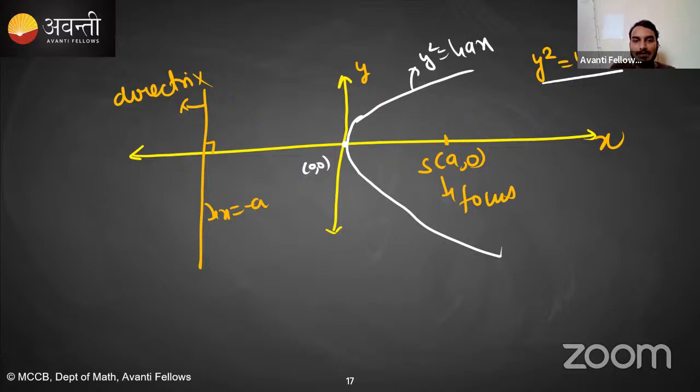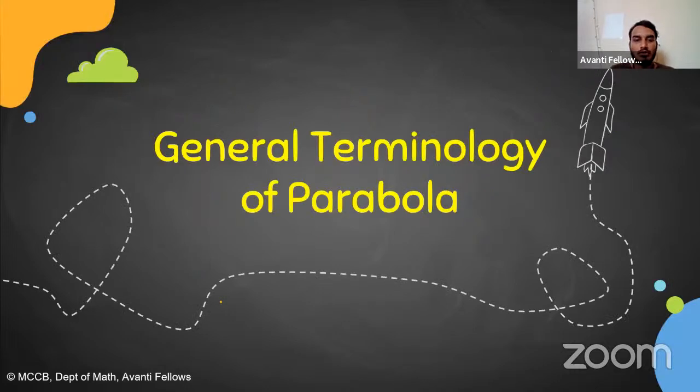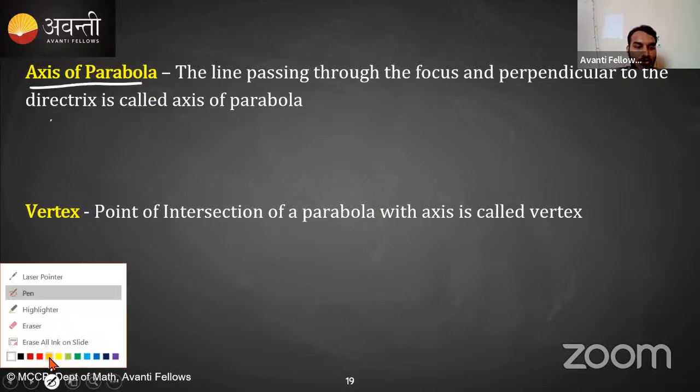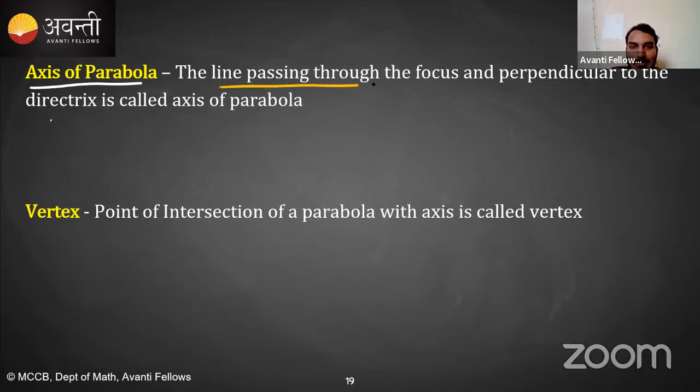So first, now let's go to the general terminology of the parabola. ओके. तो यहाँ से चीजें और क्लियर होने स्टार्ट होंगी. ओके. First of all, what is axis? What is axis? The definition of the axis of parabola: it is a line passing through the focus and perpendicular to the directrix, called the axis of parabola.